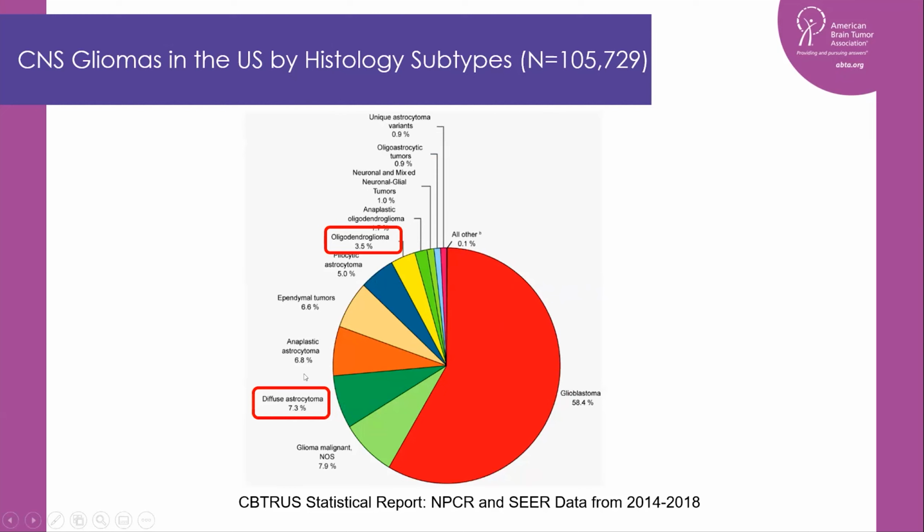We are talking about these lower grade tumors here, the oligodendrogliomas and the astrocytomas. And these are relatively infrequent if you look at this. You can see there are some anaplastic astrocytomas, the grade 3 version. There are anaplastic oligodendrogliomas, which is the grade 3 version of the oligo. And there are a smattering of other types of gliomas as well.